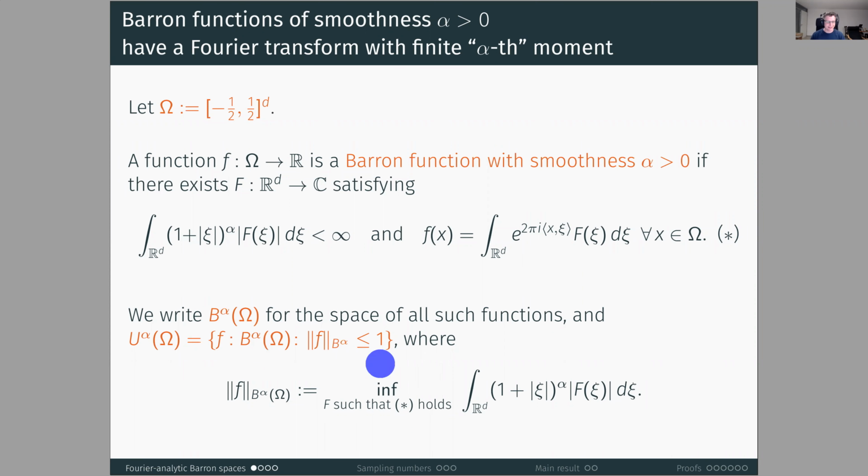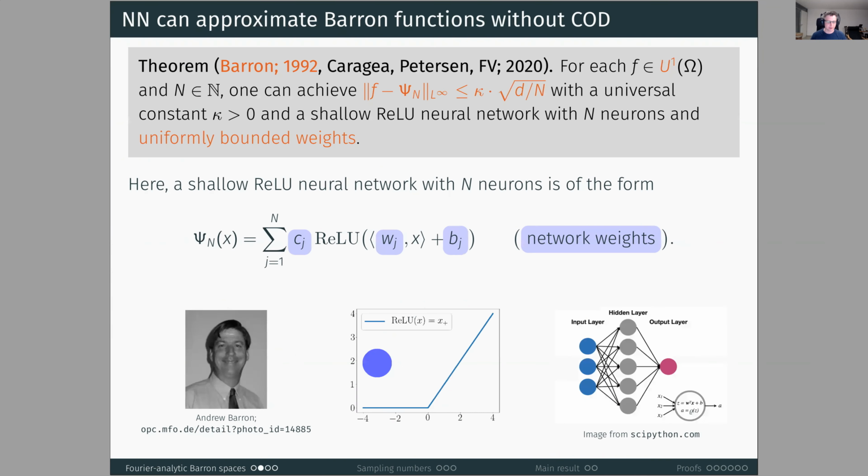Okay, now, of course, you can define this thing, but the question is, why is it interesting and why have people studied this space? The answer is that there is some connection to neural networks. And this was discovered by Barron originally in 1992.